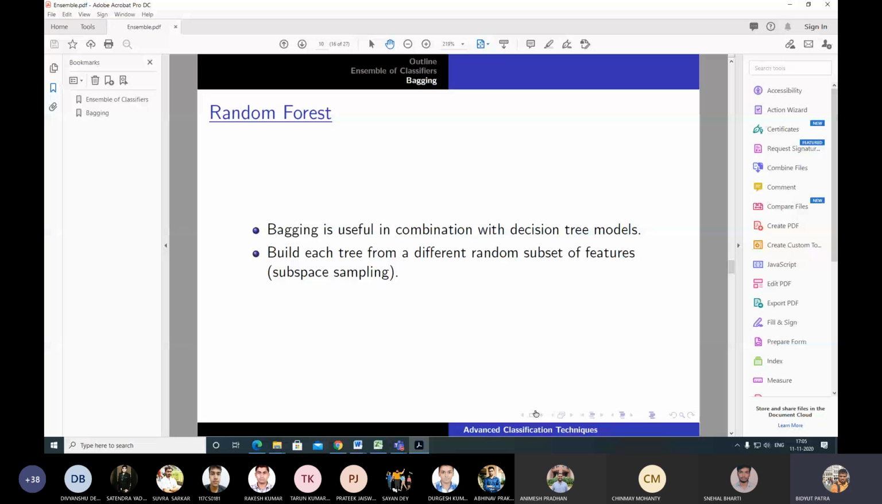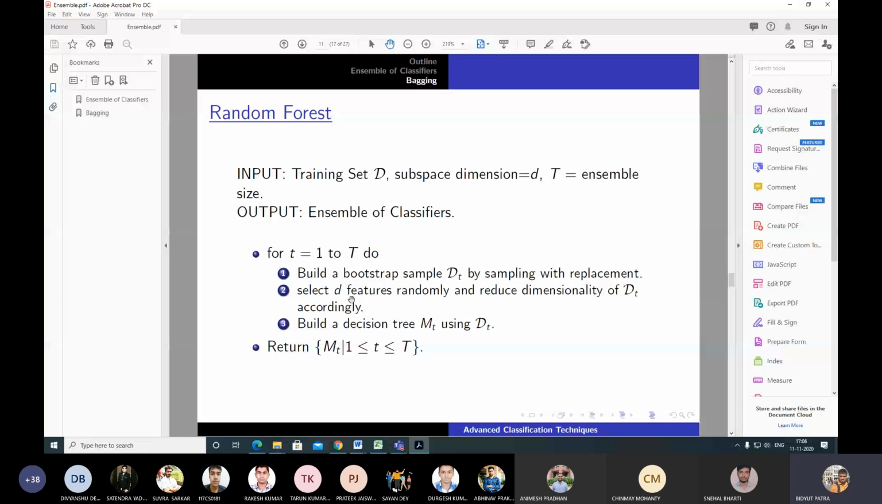Now what you do? Suppose you have 100 features. Out of the 100 features, you take only 5 features and you build a decision tree. And your selection will be random. So select d features randomly and reduce the dimensionality of the decision tree accordingly. Let's say you have a data set of 100 samples and 30 features. Out of the 30 features, you take only 5 features. That means you take the 100 instances, but only 5 features of those instances. Using that, you make a decision tree.